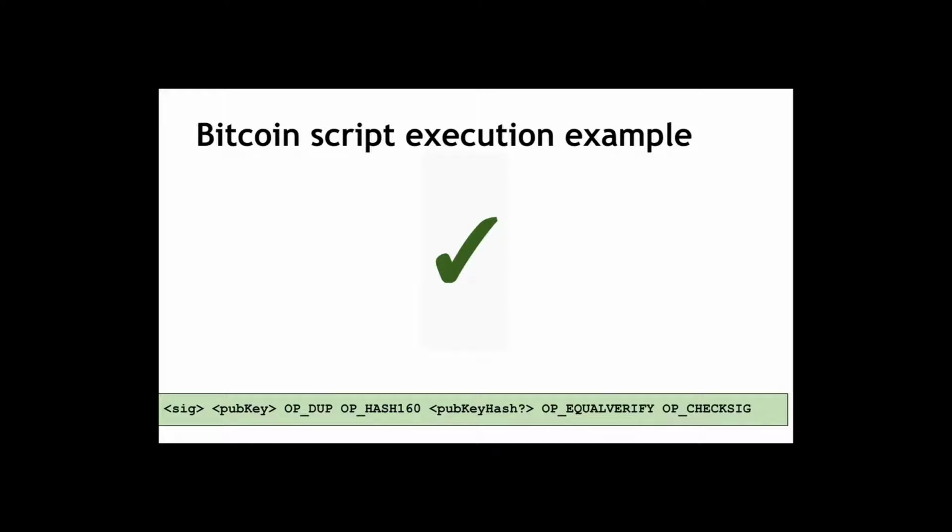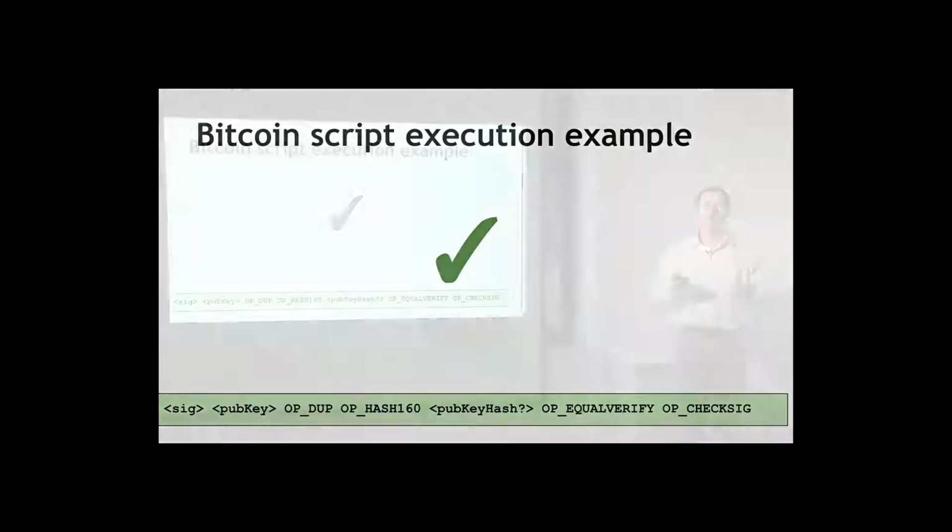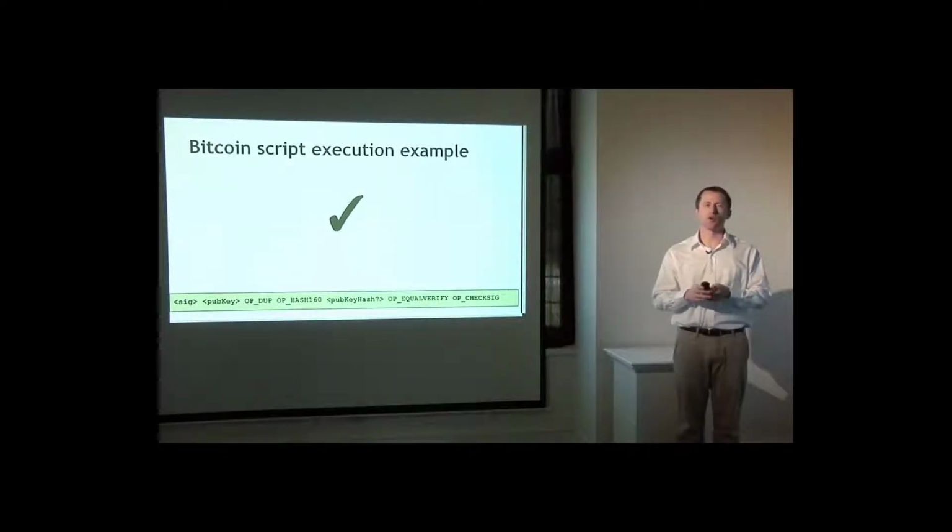So every Bitcoin script can only produce 2 outcomes. It can either execute successfully with no errors, in which case the transaction is valid. If there's any error while the script is executing, the whole transaction will be invalid and shouldn't be accepted into the blockchain.